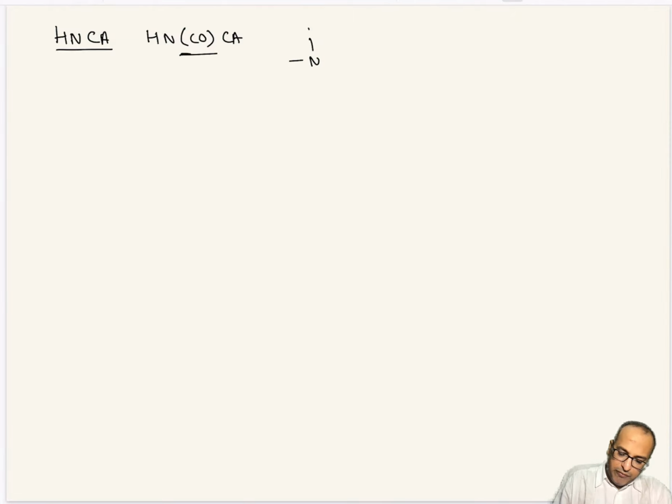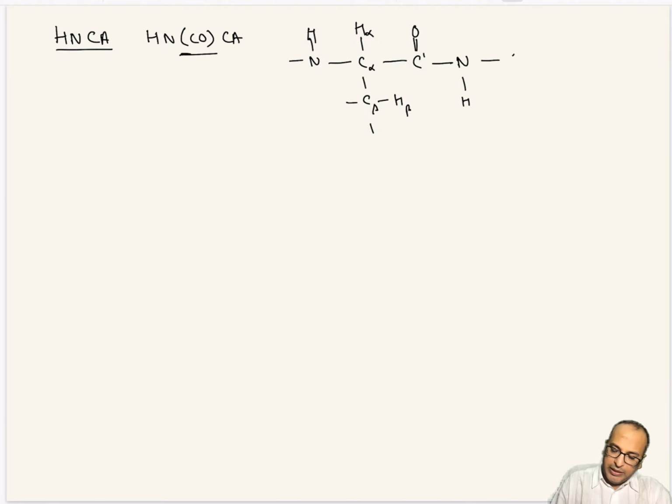So you have NH, then you have C, let's call this C alpha, C beta, H beta, let's leave this blank, H alpha, and then call this C prime, double bond O, then you have NH, peptide bond, and then again you have C alpha, C beta, H beta, and let's call it H alpha again, C prime, double bond O, and so on, right?